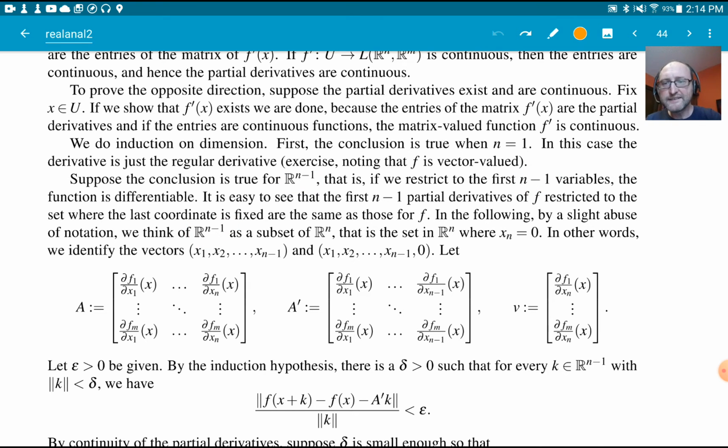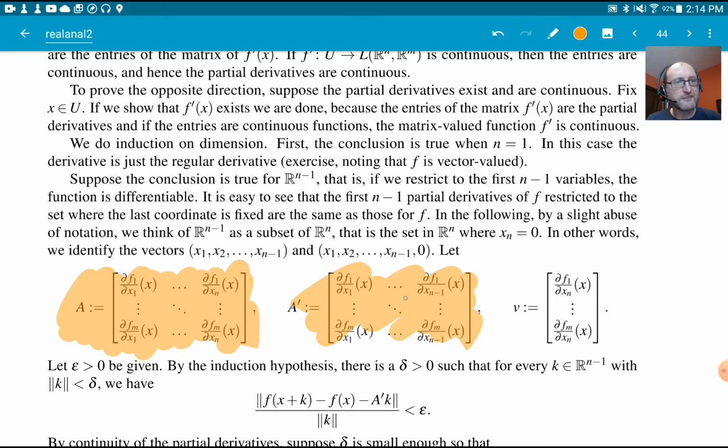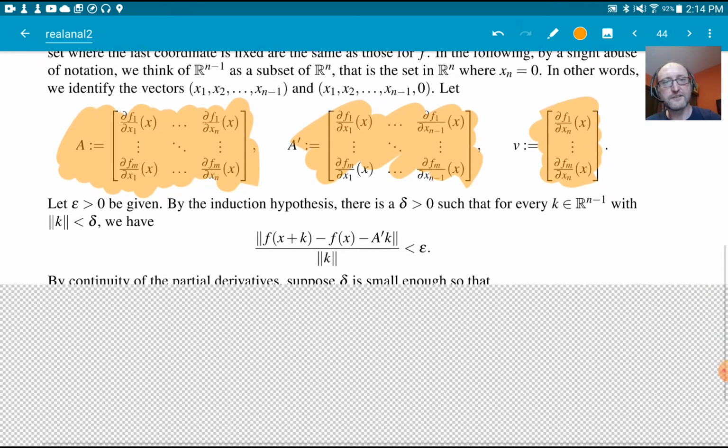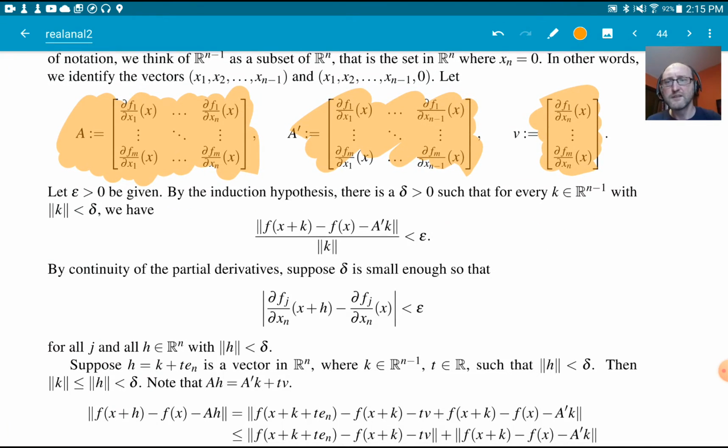Now, if we take the matrix of partial derivatives, we want to show that that's actually the derivative. Right now, it's just a matrix of partial derivatives; we need to show that it is actually the derivative. What we could do is split it up into the matrix of the first n-1 columns, and then split off the last column, call it V. So A prime is the first n-1 columns, and V is the last column of this matrix.